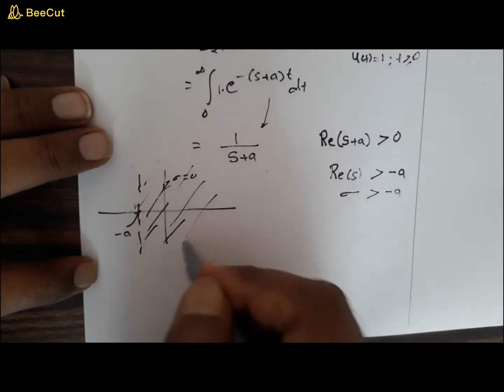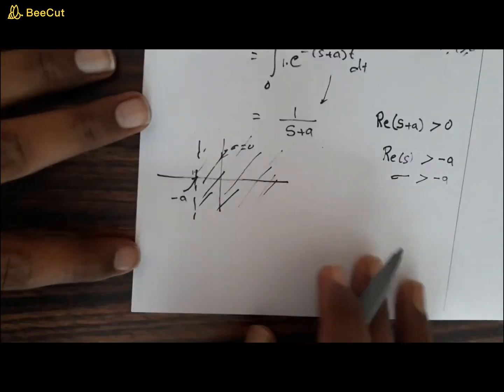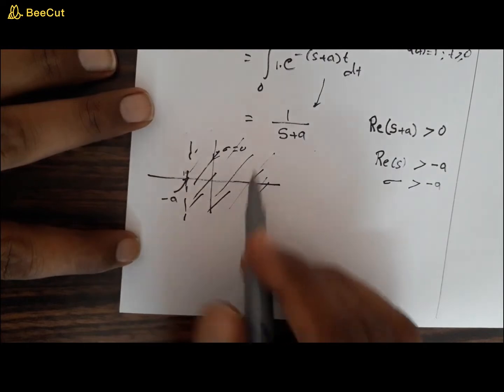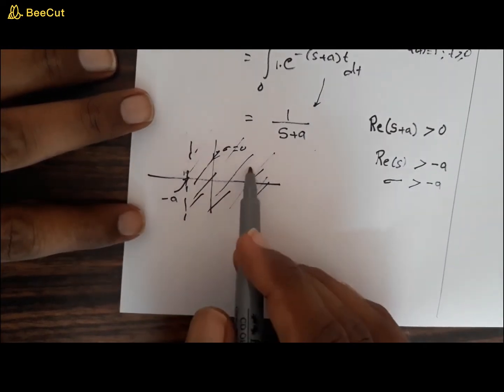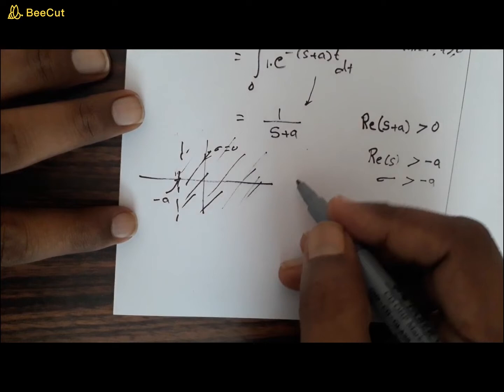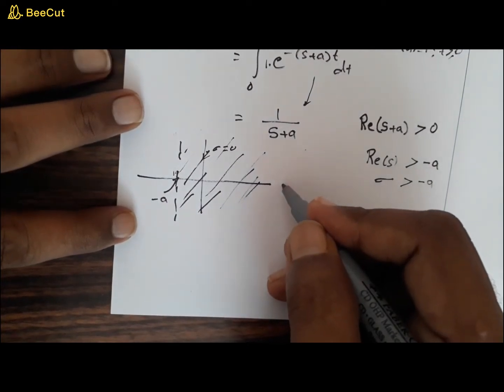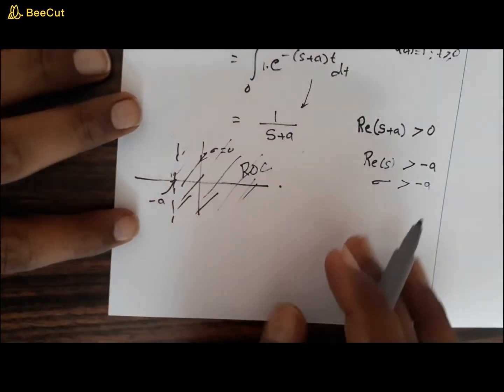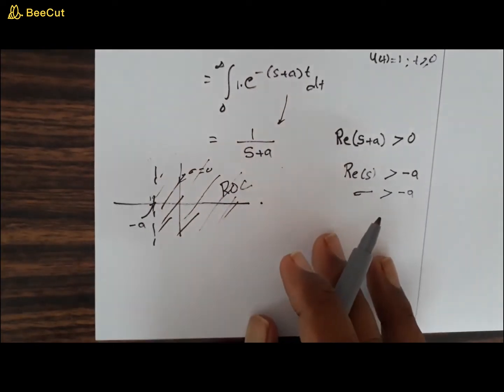So the sigma has to be greater than minus a, means this is the region. That's why I told you that it can be a mix-up of both right half plane and left half plane of the s plane. So in this problem, it is a mix-up of left half plane and right half plane. So this is sigma greater than minus a. That means this is actually your ROC. This one is called the ROC, greater than minus a. Is it clear?